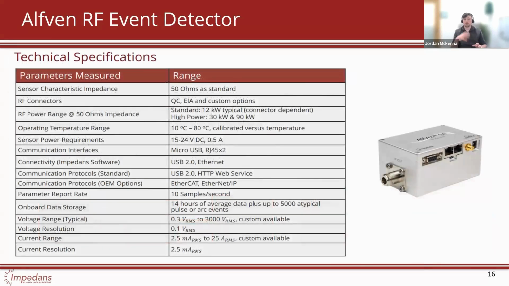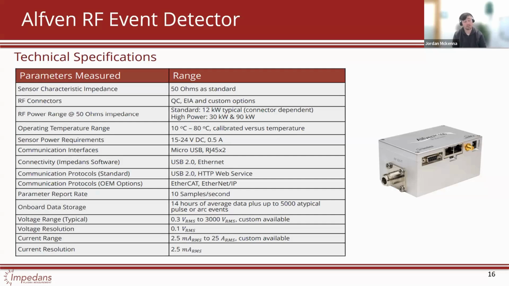So we'll jump into a little bit about the specs in case this is something that you are interested in. We spoke about it being 50 ohms. As you can see here, the Alpha has typical QC connectors. Now this one is an N-type female, but we have a variety of options, such as 7/16, that can all be QC or quick change. And these typically go to about 12 kilowatts power. But if you're going slightly higher power than that, we do have higher power options available with 30 kilowatt and 90 kilowatts.